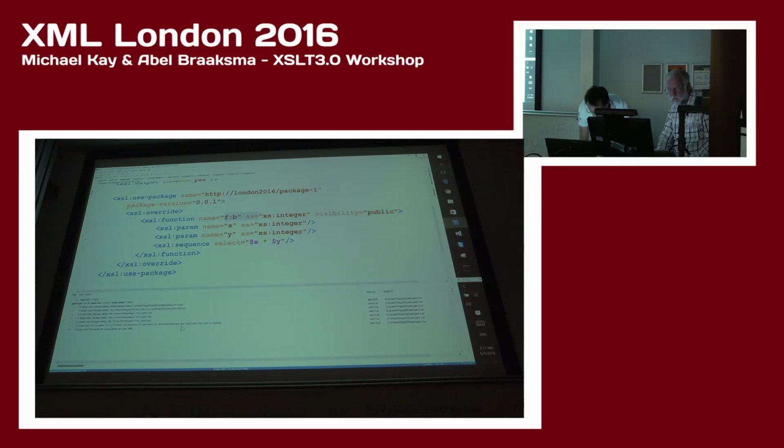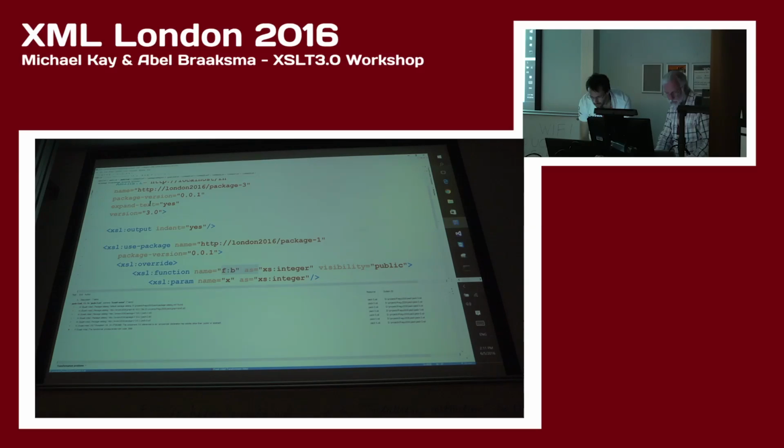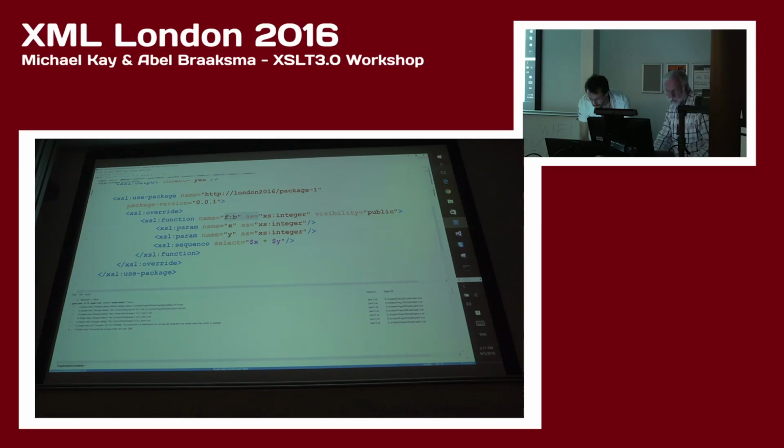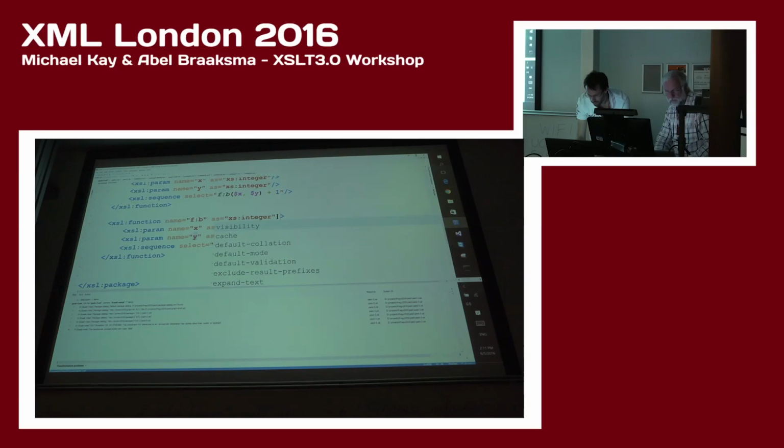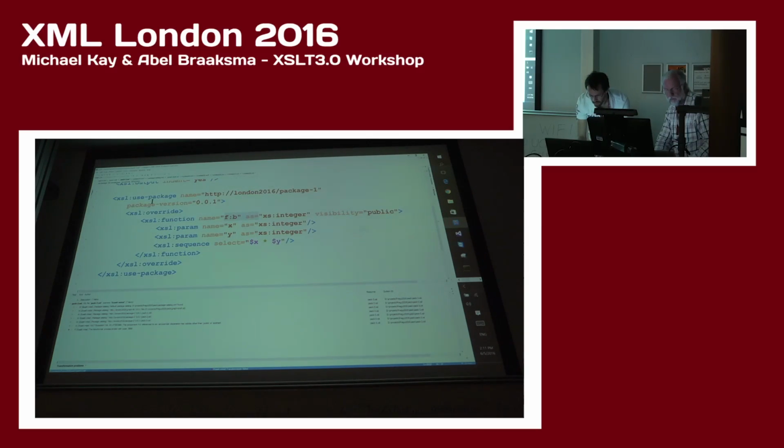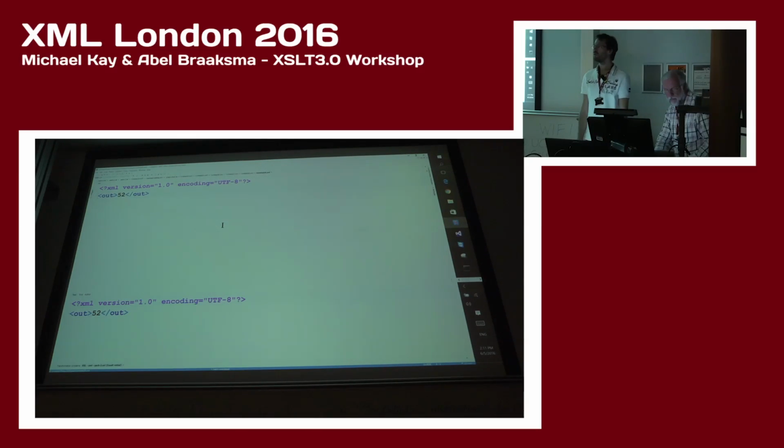Component FB referenced by an XSL override declaration has visibility other than public or abstract. Component FB referenced by an XSL override. Was this the one where I changed the visibility? Visibility is public. Yeah, so I think it doesn't like the default here. So let's say I change that. Yeah, that looks better. All right, I got 52 after a little bit of correcting my own mistakes.